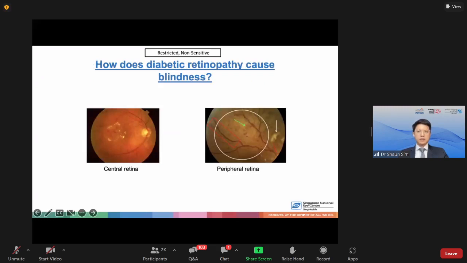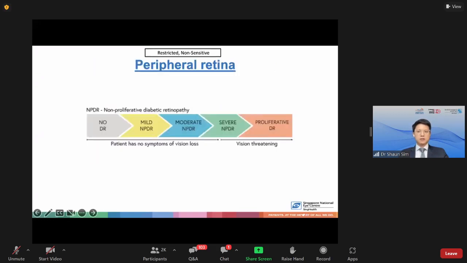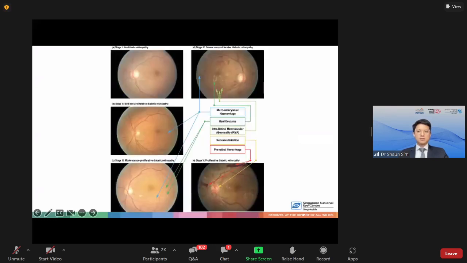As mentioned just now, diabetic retinopathy affects both central and peripheral retina. And these changes in the peripheral retina can be further classified into non-proliferative versus proliferative diabetic retinopathy. Non-proliferative diabetic retinopathy can be further classified in the mild, moderate, or severe non-proliferative stage. Non-proliferative diabetic retinopathy patients' vision is usually unaffected. Moderate non-proliferative diabetic retinopathy is anything in between from mild to severe non-proliferative diabetic retinopathy. Severe non-proliferative diabetic retinopathy has extensive bleeding spots and blood vessel changes.